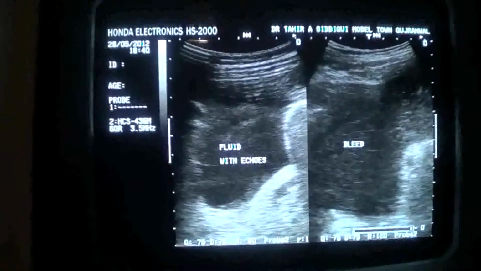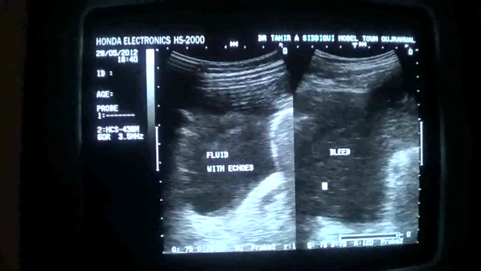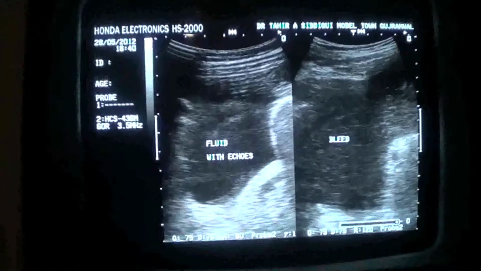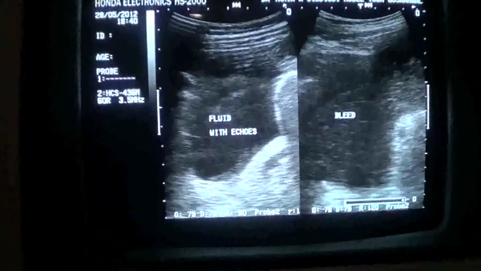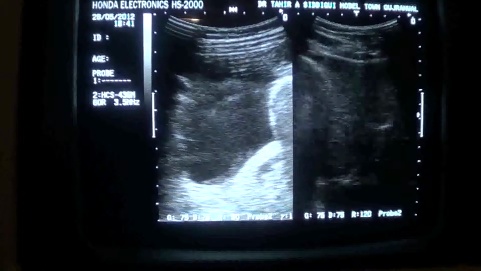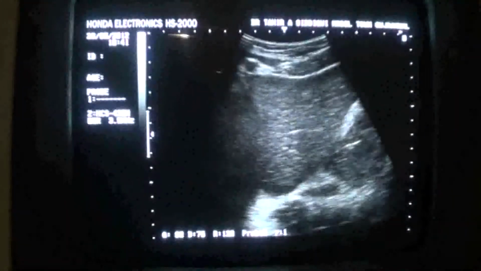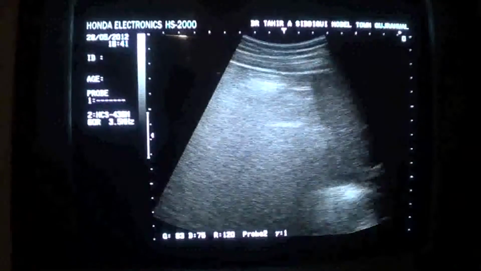With echoes, which is bleed, and this is a clear fluid. So this is the difference between the clear fluid and fluid with echoes, fluid with clot.